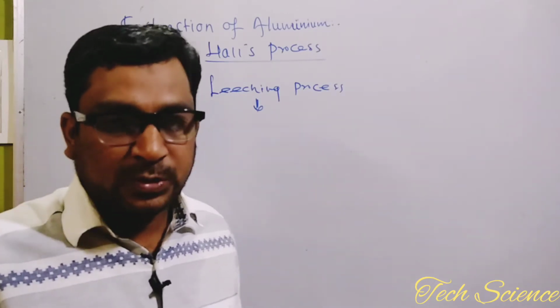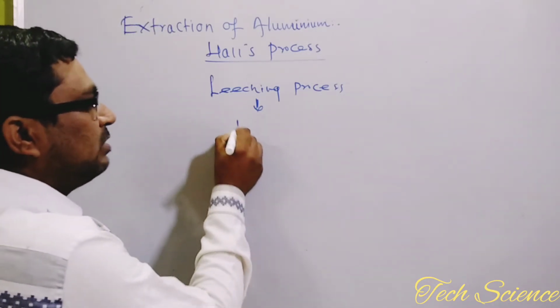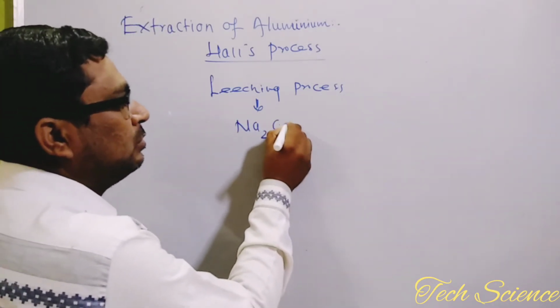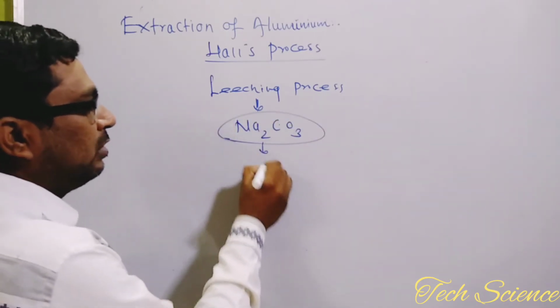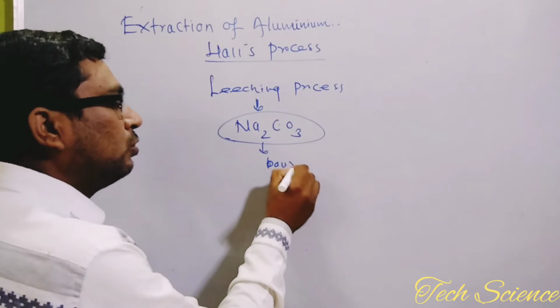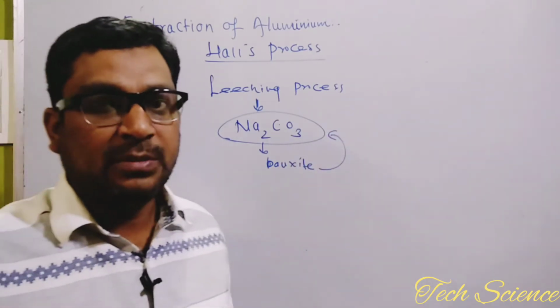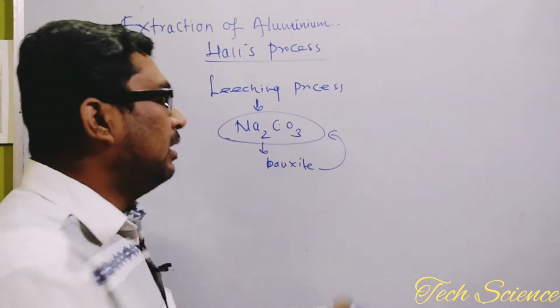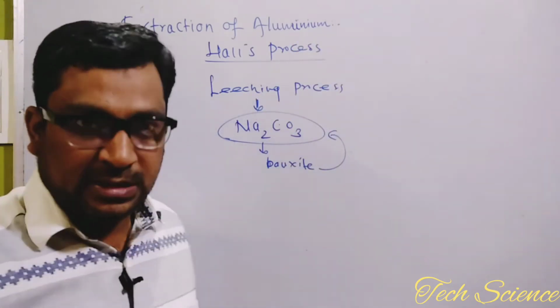Suppose Hall's process, what did Hall do exactly? So Hall used a leaching process along with sodium carbonate, and he used this solution for the bauxite. He soaked the bauxite in a sodium carbonate solution for some time. Now what happened here? The aluminium which is in bauxite gets completely dissolved in this.